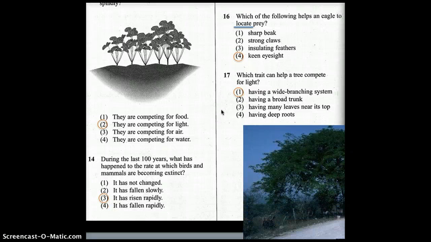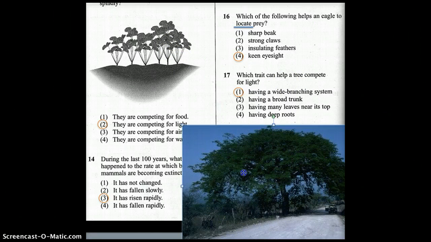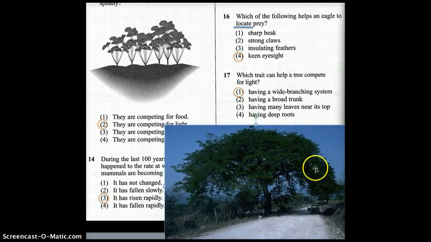So that brings us to the last two. There's not enough time to really go over them. Which trait can help a tree compete for light? Same as the spindly tall plants, wide branching systems. All right, secret word is mammal.